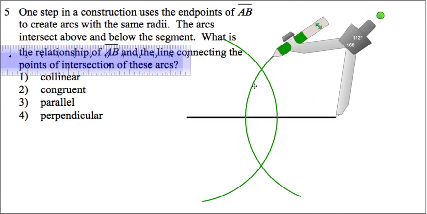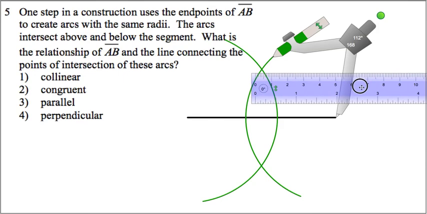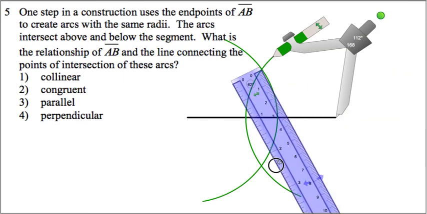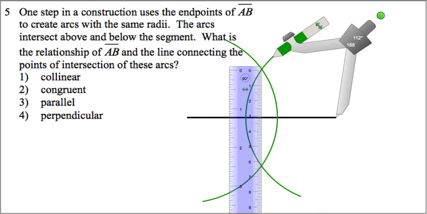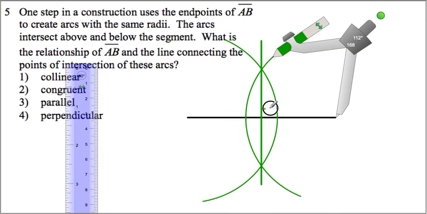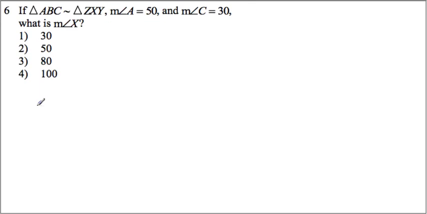Making another arc. Then with these two intersections, they want us to connect them. Then you'll realize that this will be perpendicular and also a bisector. Now, the one thing that we get to realize is that these are perpendicular lines. Alright, let's move on to number 6.